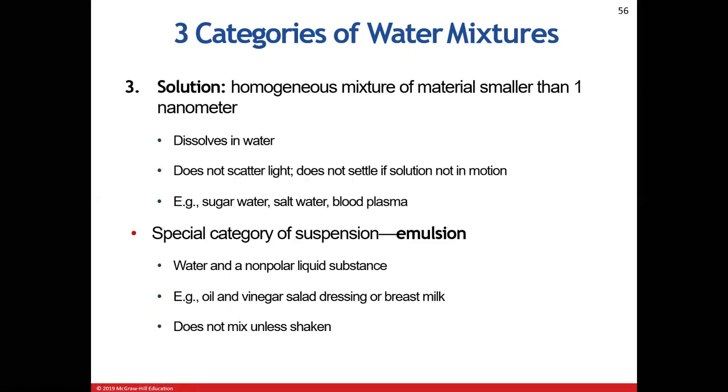And so our last one then is a solution. Now, a solution is a homogeneous mixture, and it has material that's actually smaller than 1 nanometer. It does dissolve in water. It does not scatter light and does not settle out if the solution is not in motion. So, for example, sugar water or salt water or blood plasma. All of these examples are a type of solution.